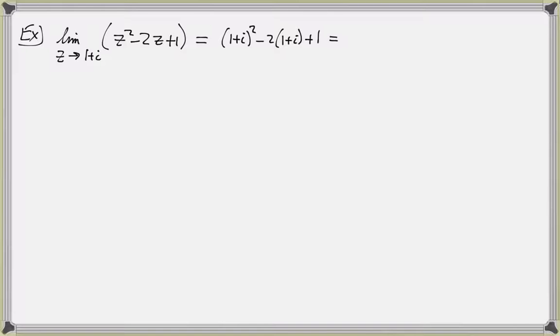1 plus i, the quantity squared, will be 1 plus 2i plus i squared, which is minus 1. And then if I distribute a minus 2, I get minus 2 minus 2i and a plus 1. And when we simplify this expression, this will equal negative 1. So we can use direct substitution to evaluate limits of polynomials.